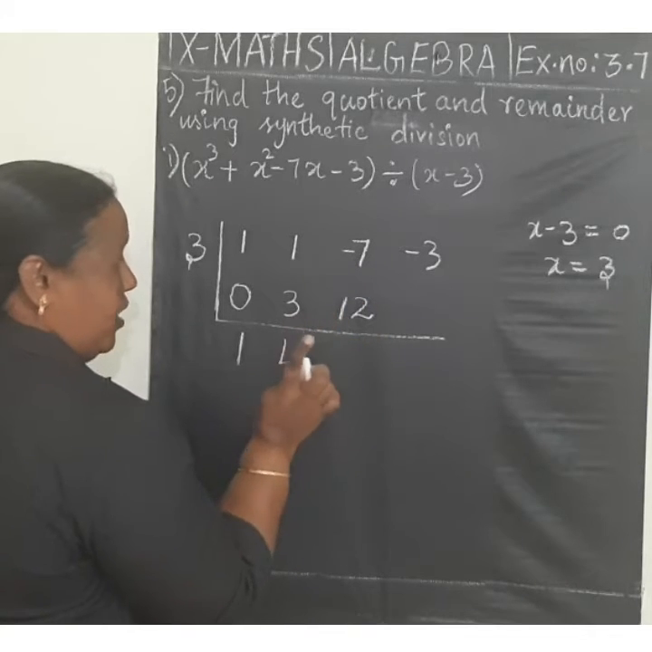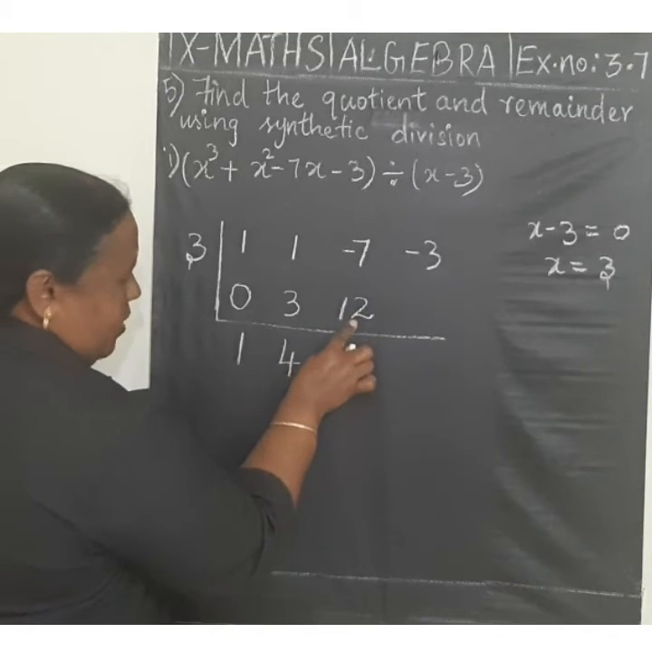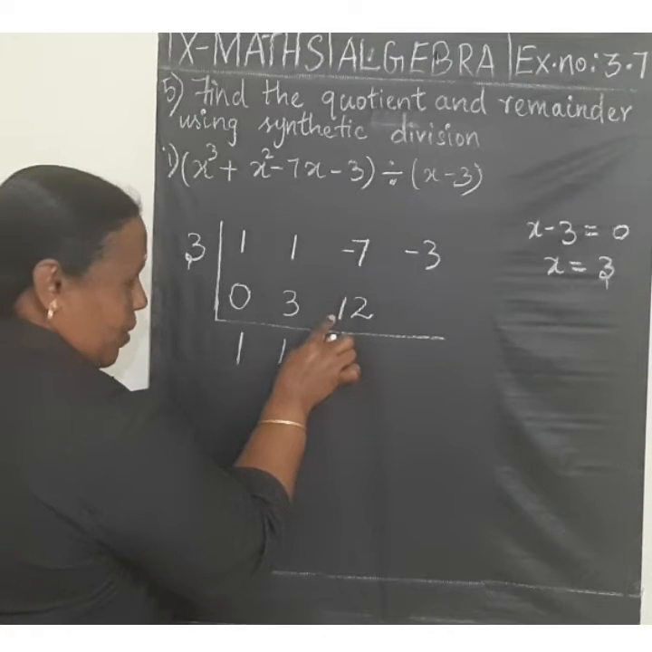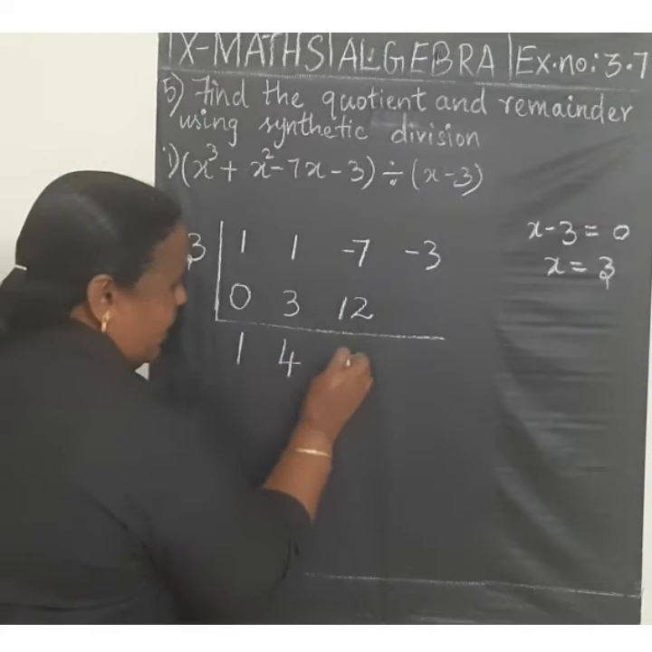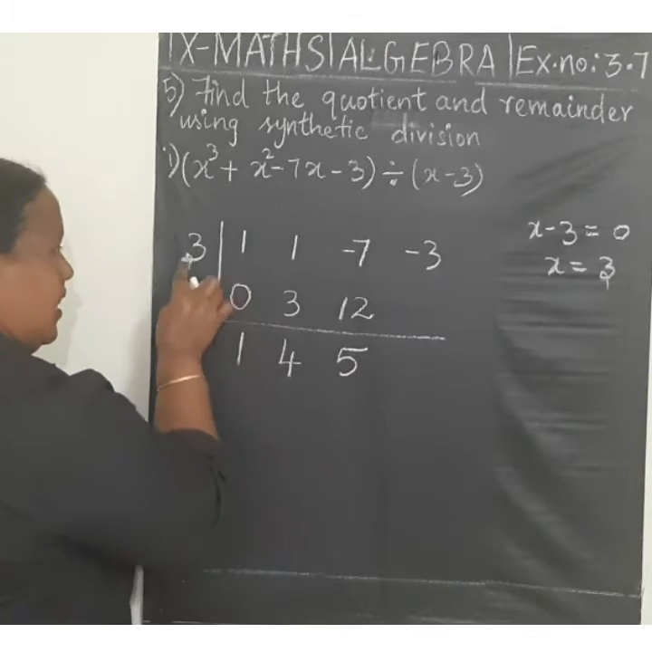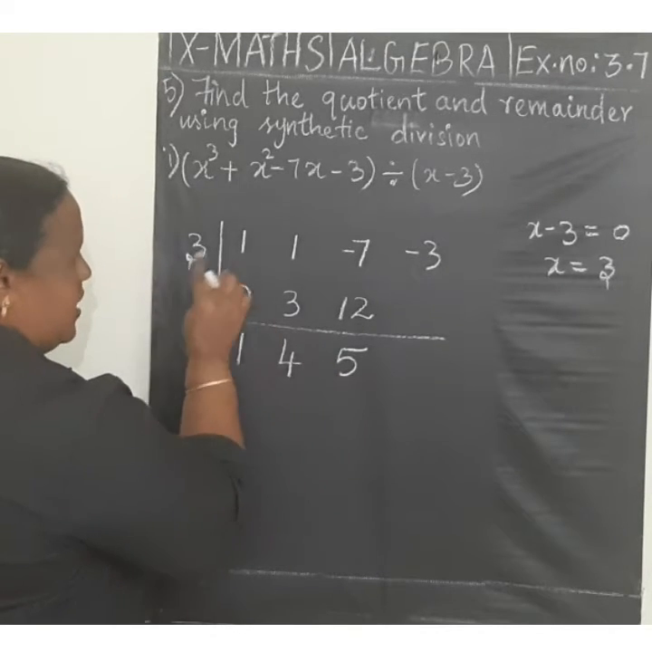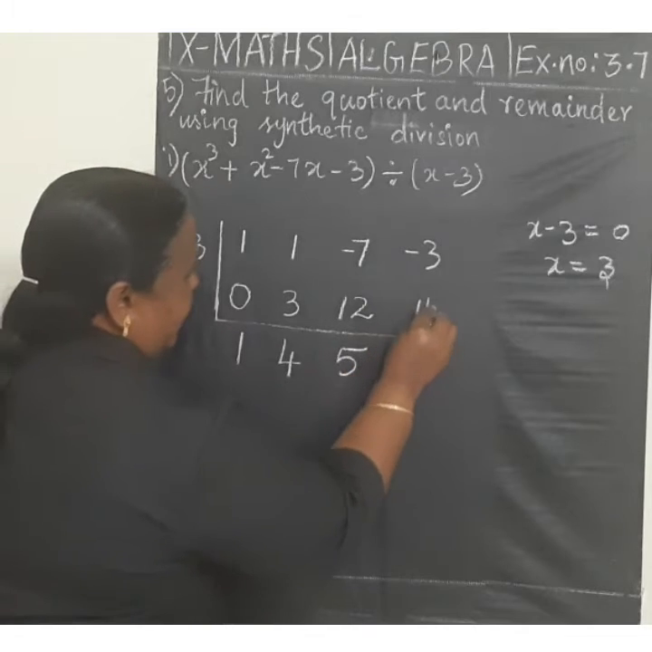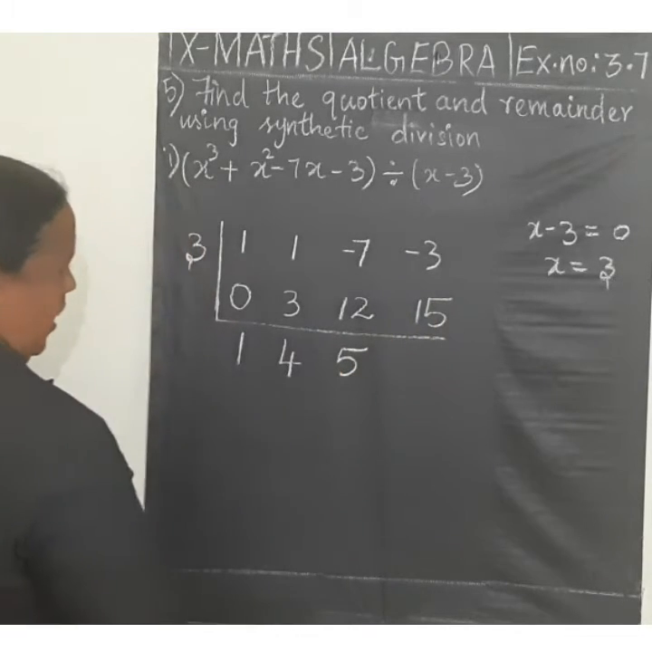Then we have to put the greater number's sign. Here the greater number is 12. Before the greater number the plus sign is there. So we have to write plus 5. Next after that we have to multiply this 5 and 3. So 5 into 3 is 15. That one we have to write in the fourth column, 15.